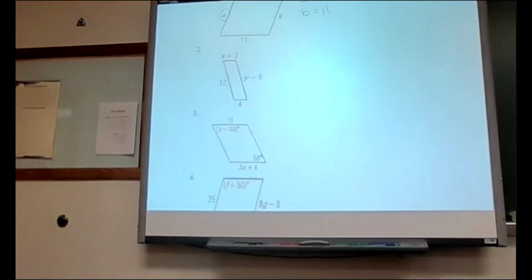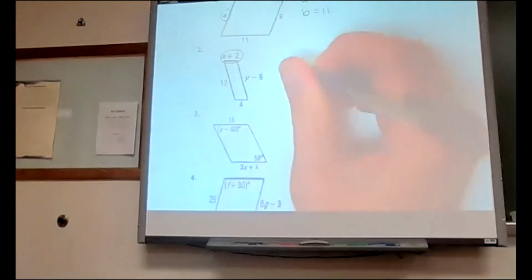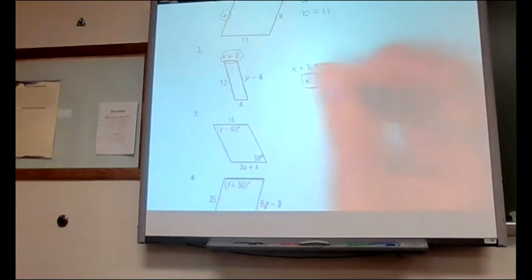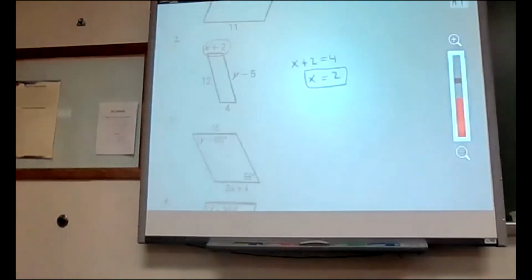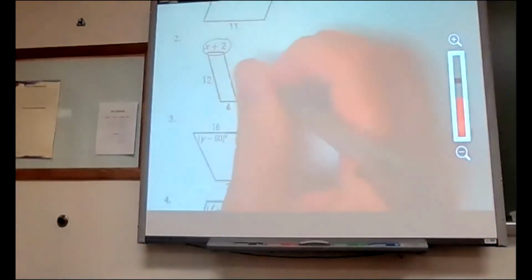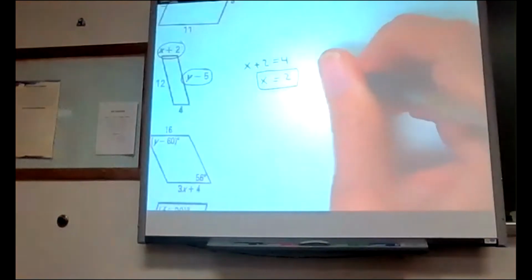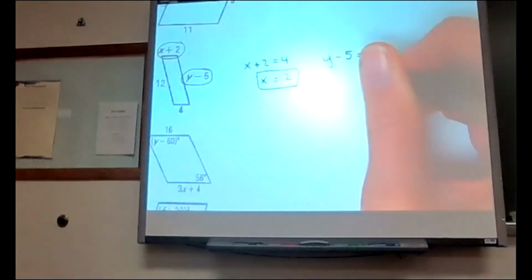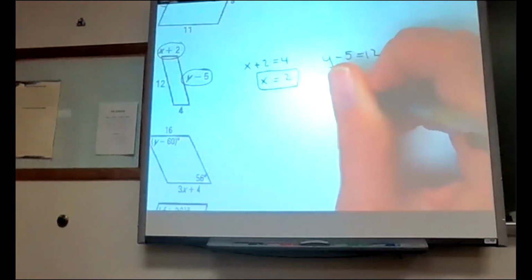We have X and Y, where we have X plus 2. What would X plus 2 be equal to? 4. So then I subtract 2 and I get X equals 2. On my Y equals, I have Y minus 5, which would be equal to 12. So I'd have Y minus 5 is equal to 12. 17. And Y equals 17.